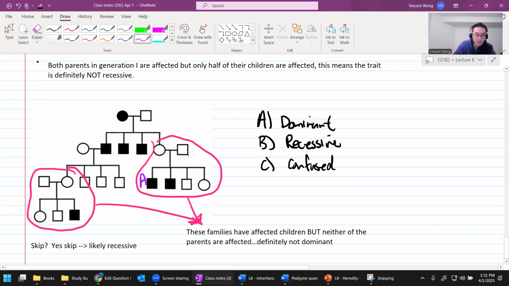Let's say it came from the dad. Well, if it did come from the dad, how come the dad is not shaded? If it came from the mom, how come the mom is not shaded? Right? So for it to be dominant, affected individuals must have at least one affected parent. So for that reason, this is recessive.